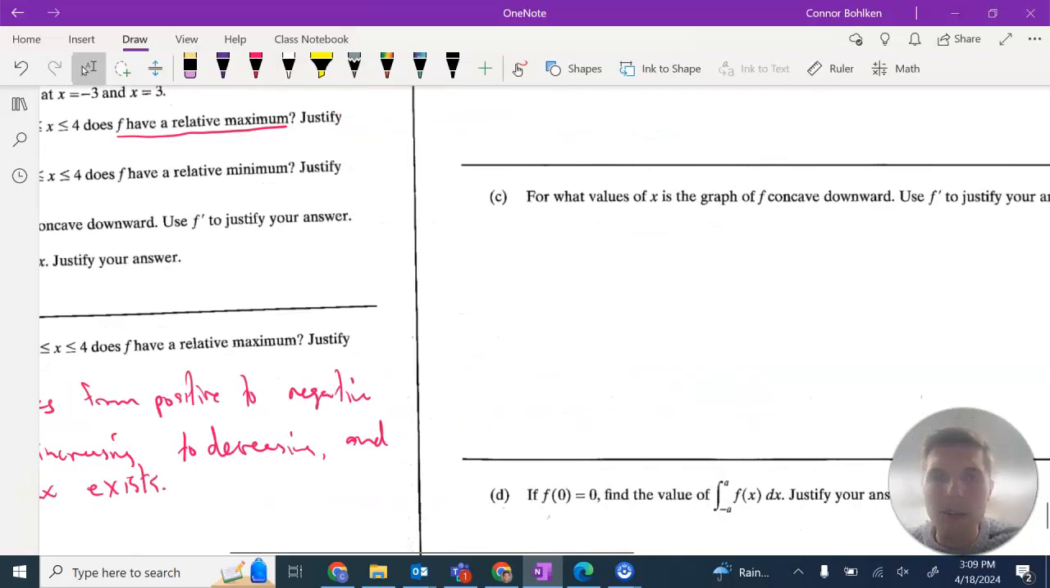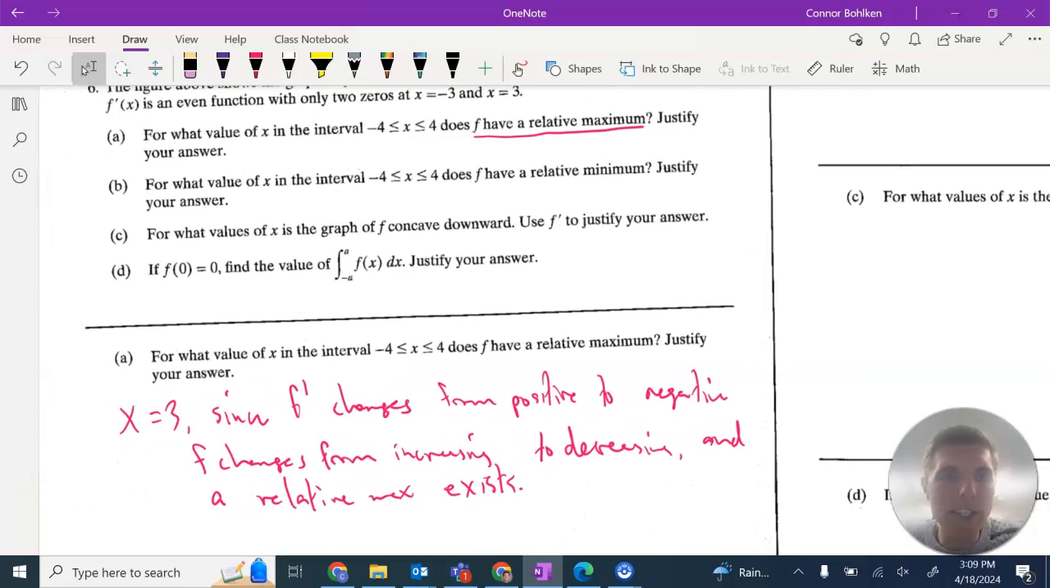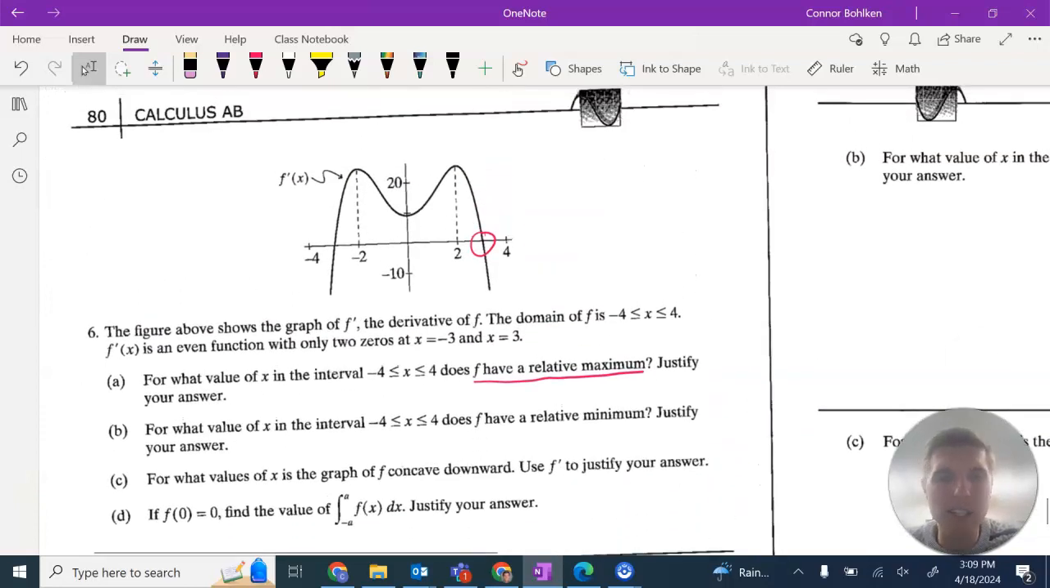Part B, similar question. Where is there a relative min? So my answer is going to be almost the exact same. Again, this is f prime. So I'm thinking, when does my original function change from decreasing to increasing? Or where does my derivative change from negative to positive? And it's right here at -3. We know these are zeros because it tells us 2 zeros right there, -3 and 3.